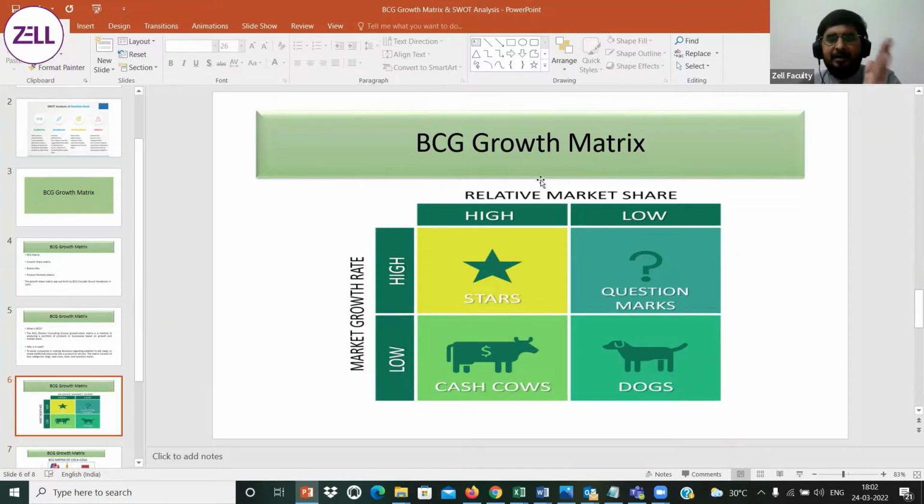And to maintain a market share in the stars category, you have to do a very high investment in both capital and in the promotion and advertising category. Why? Because the market is growing. If you don't spend, your competitors will spend and eat the entire market. Am I clear? Can we proceed ahead? Yes, sir.